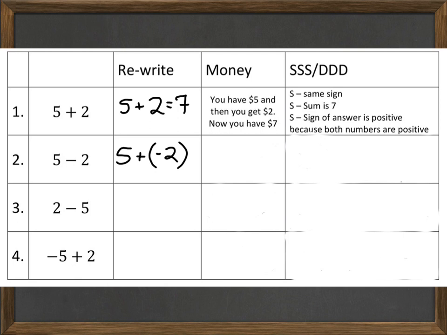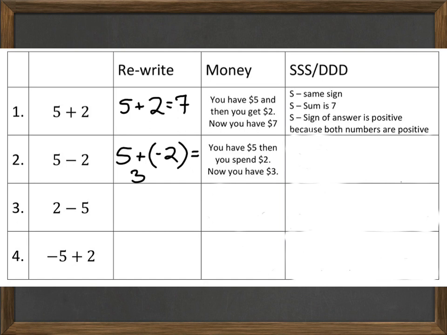If we want to interpret this in terms of money, the 5 is positive, so this means we have $5, and then we spend 2. After having spent $2, we still have positive $3, right? We still have $3 in our pocket left over to spend on something else.